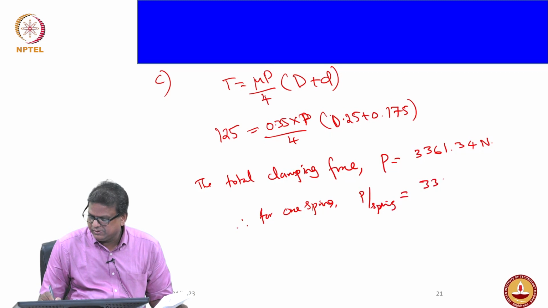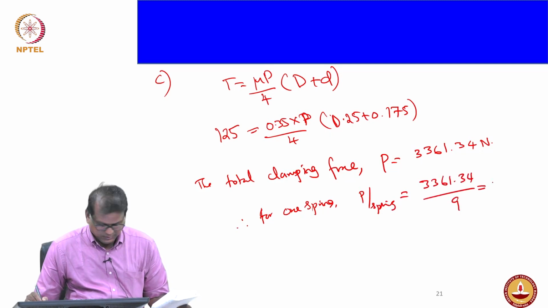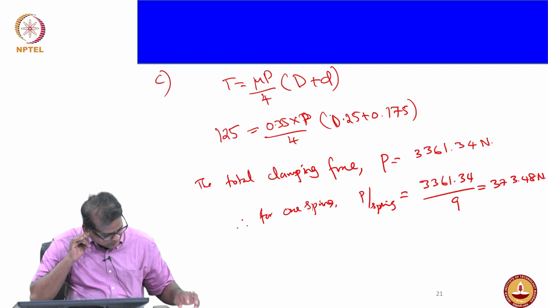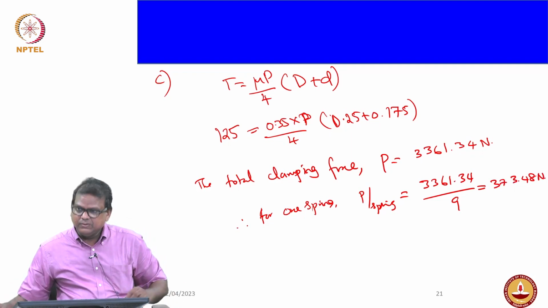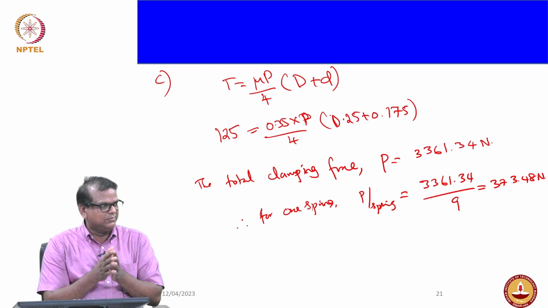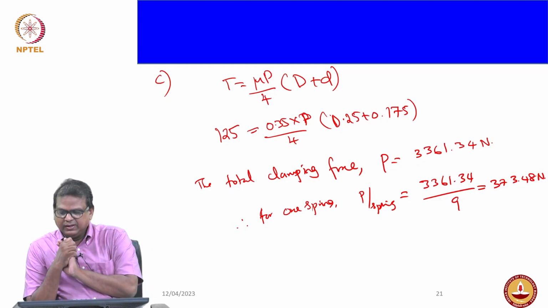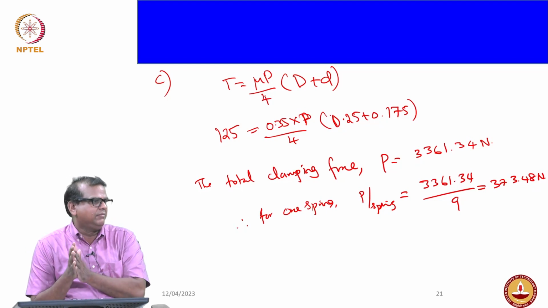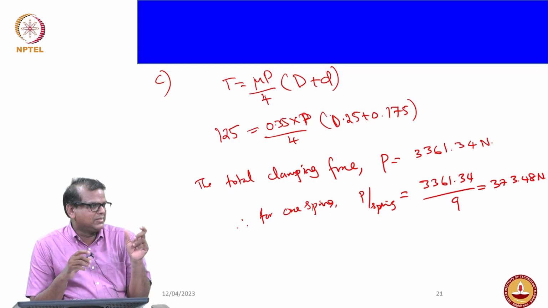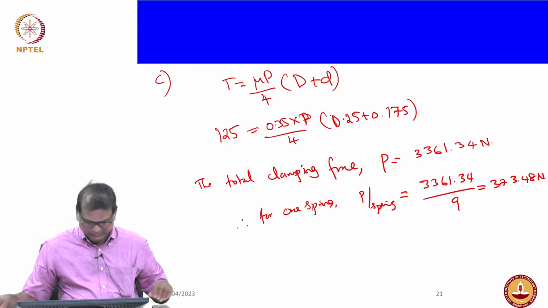So it will be 3361.34 by 9. You expect 373.48 Newton. So this is the value. Okay. So the moment the force goes below 373.48 Newton, that's where the clutch will slip. Okay.